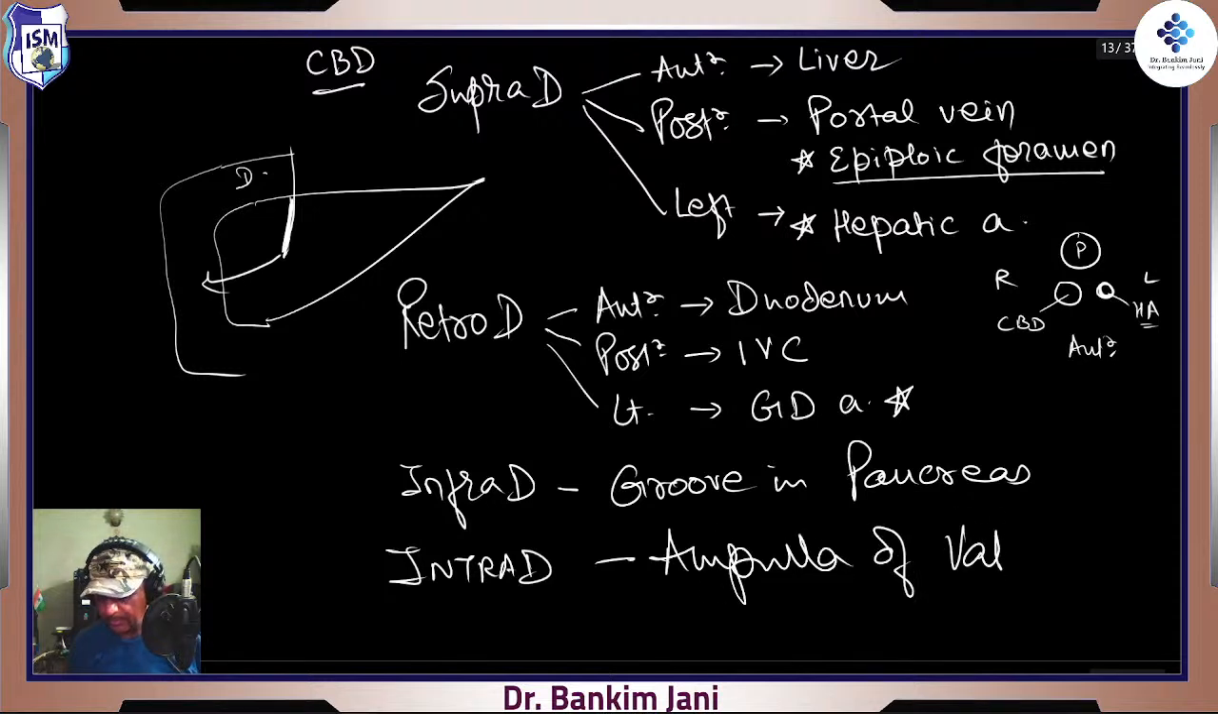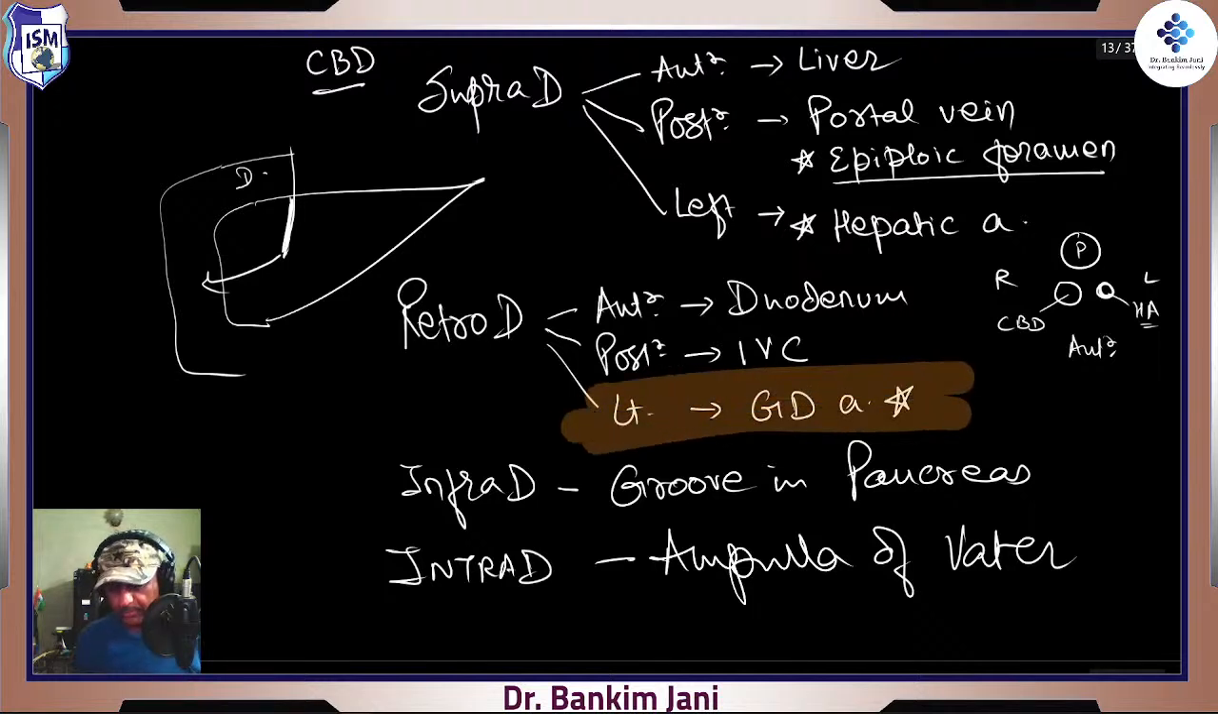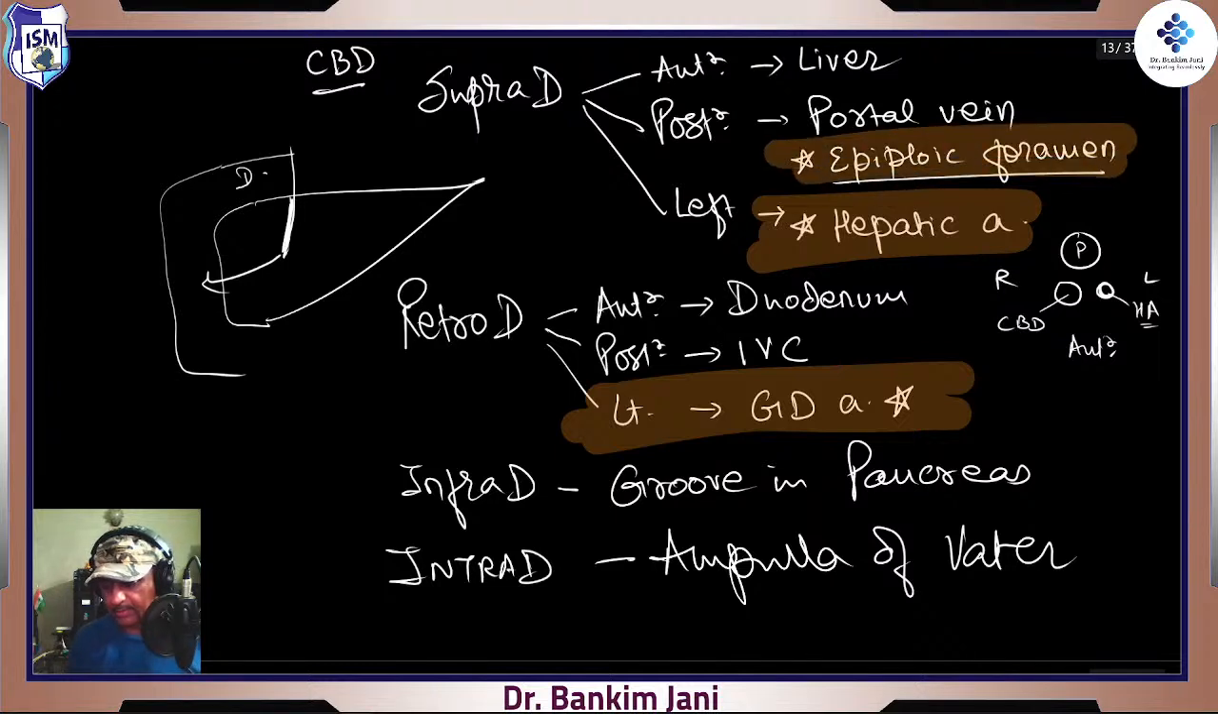Ampulla of Vater. So not a very complicated thing, just 2 or 3 important things which are to be remembered, because then they will be playing like a trump card. So this is 1, that's 2, that's 3, right?